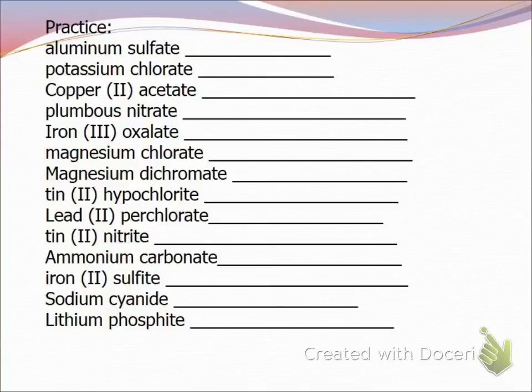So we're going to start out with aluminum sulfate. This is where that pink sheet's going to come in handy. Okay, so we know that aluminum is a +3, right? So we'd write down aluminum as a +3.